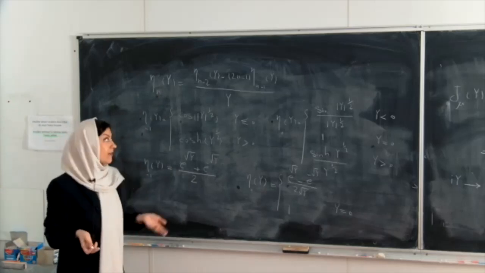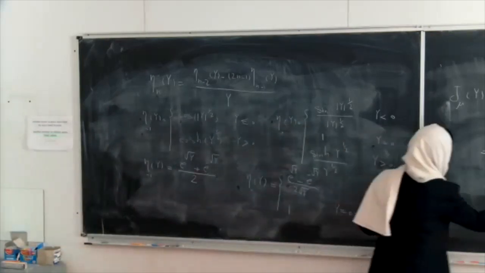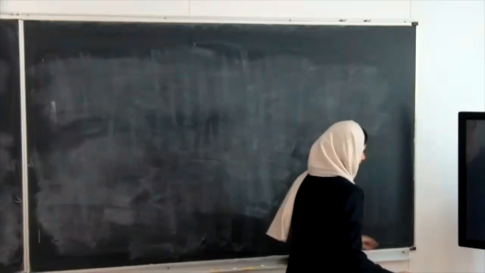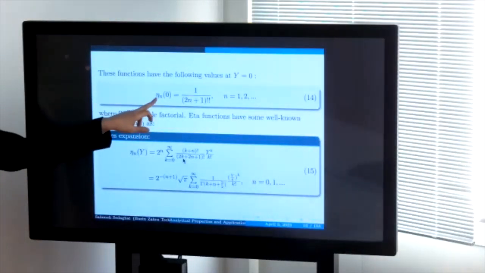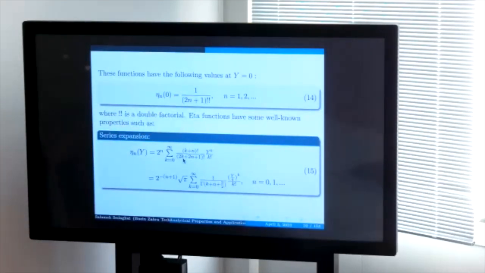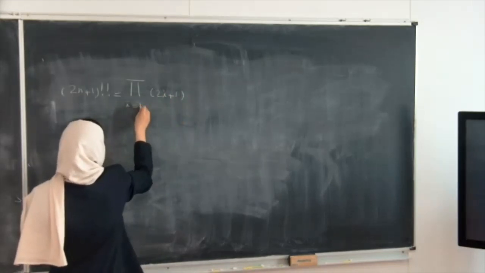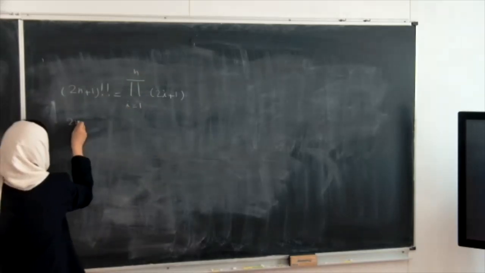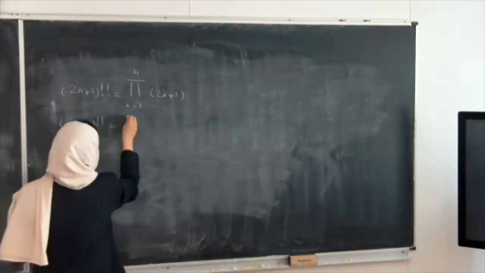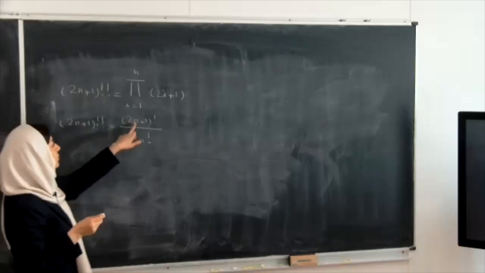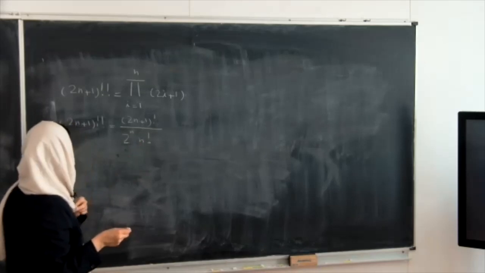And now I want to show you some properties of this function. The first property of eta function that can be obtained easily from the definition of them is that eta n of 0 equals to 1 divided by 2n plus 1 double factorial. Here, double factorial is the product of i from 1 to n. And there is a relationship between double factorial and factorial, and it is that: double factorial is 2n plus 1 factorial divided by 2n times n factorial.